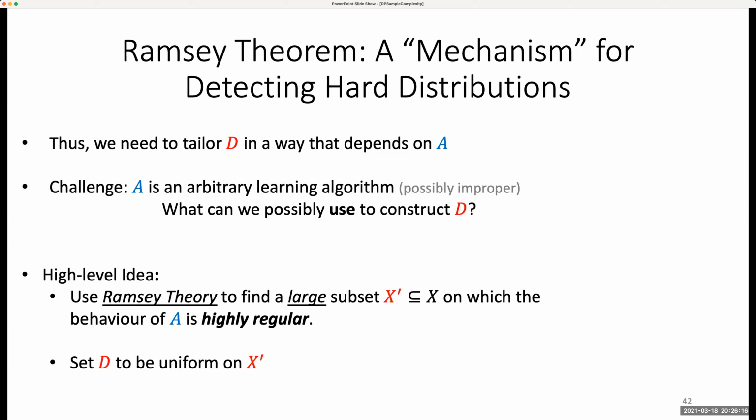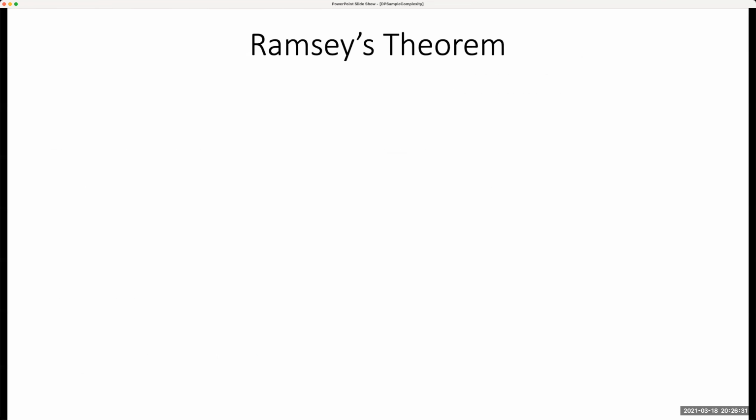Okay, so let me just recap this part. Again, we cannot use the minimax lower bound approaches in the usual way. We really have to find a hard distribution which is a function of the algorithm A, for which we prove a lower bound against. And we use Ramsey theory to do it. Let me briefly tell you something about Ramsey's theorem.